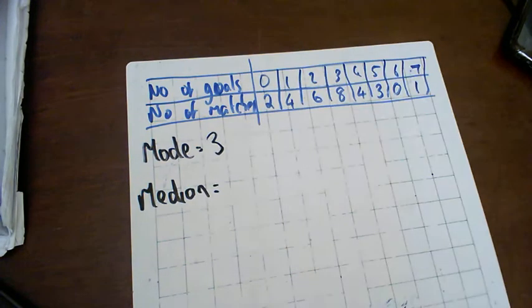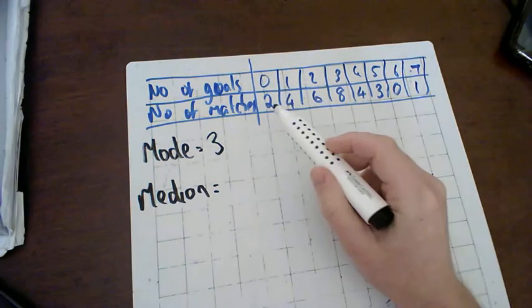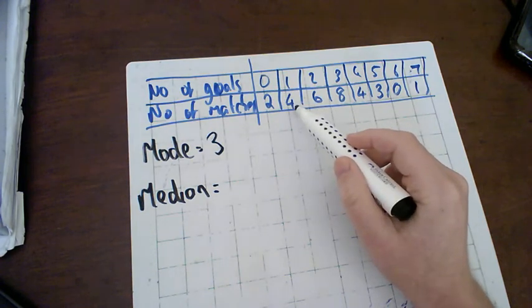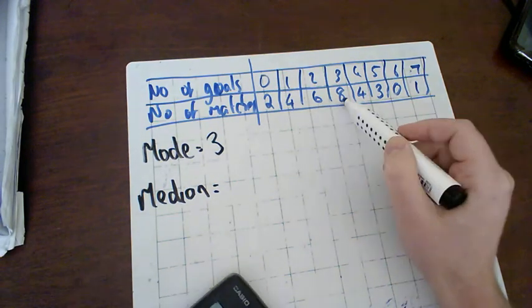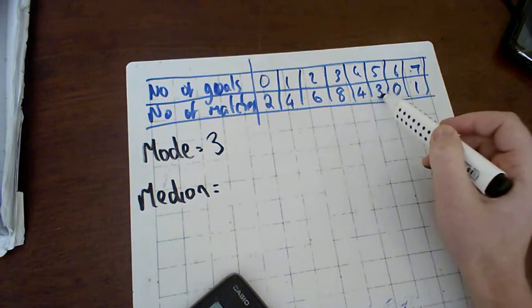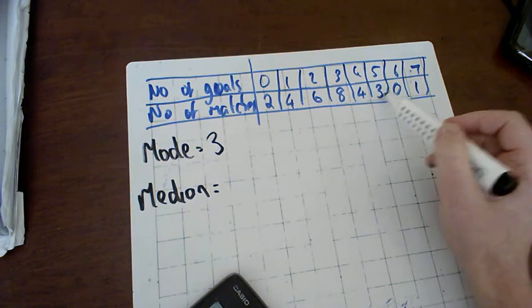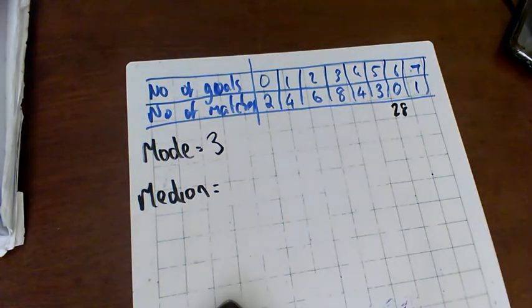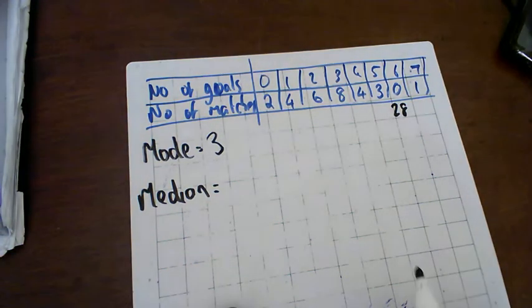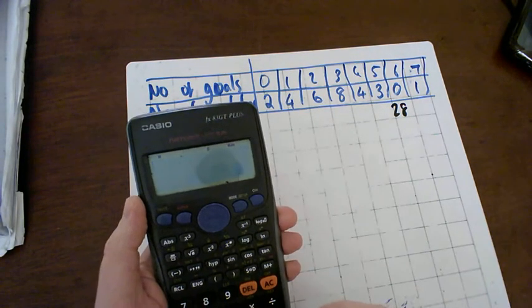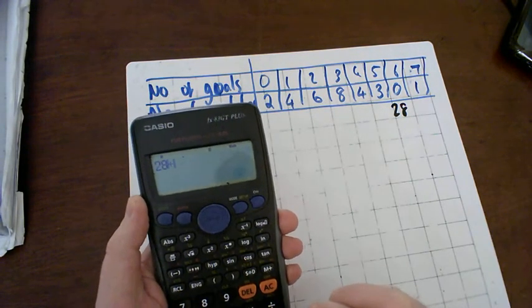Where does the middle number occur? So we have to find out how many matches there are. So 2 plus 4 plus 6. 2 and 4 is 6, and 6 is 12, 20, 24, 24 and 3, 27, 28. So there's a total of 28 matches. 28 matches. So to find where the middle number occurs, remember if it's even it's going to be between 2.